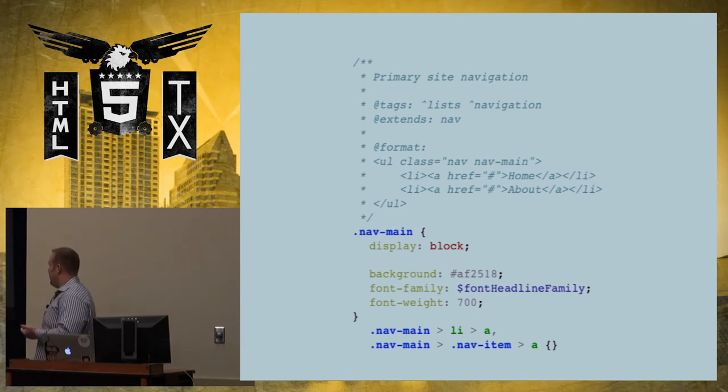So at the top, I define the title right there, primary site navigation. Oh, laser pointer doesn't work either. That's awesome. Then I have a tag section. I have a little caret list, caret navigation. I snagged that tagging tip from Harry Roberts. He said the caret's pretty much never used, so it's really easy if you're grepping or searching for any CSS utilizing those tags. It's easier to find.